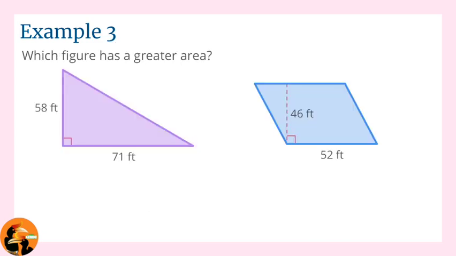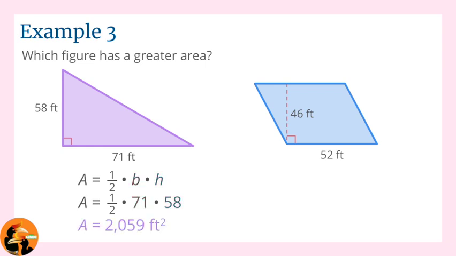Great! Here's example 3. This time, we want to determine which figure has a greater area. We have one triangle and one parallelogram, so we'll need to find the area of both to compare. Let's start with a triangle. We know what to do. The area of a triangle is equal to 1/2 times the base times the height. So we'll substitute 71 for the base and 58 for the height. Now we can multiply. 1/2 times 71 times 58 gives us an area of 2,059 square feet.